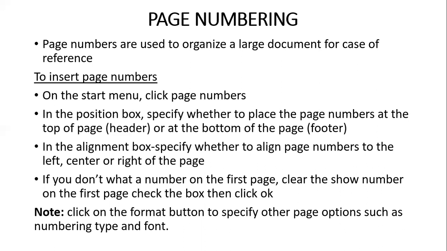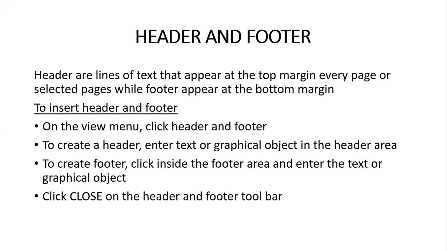Simply note that you can click on the format button to specify other page options such as the numbering type and the font. Header and footer. Headers are lines of text that appear at the top margin of every page or selected pages, while footers appear at the bottom margin. Now to insert a header and footer, simply on the view menu, click header and footer. Then to create a header, enter text and graphical objects in the header area. Then to create a footer, click inside the footer area and enter the text or graphical object. Then you click close on the header and footer toolbar.